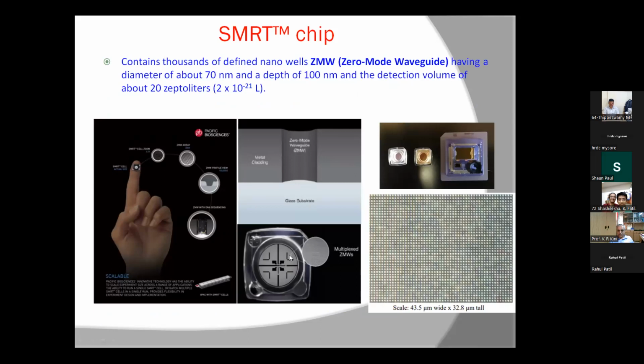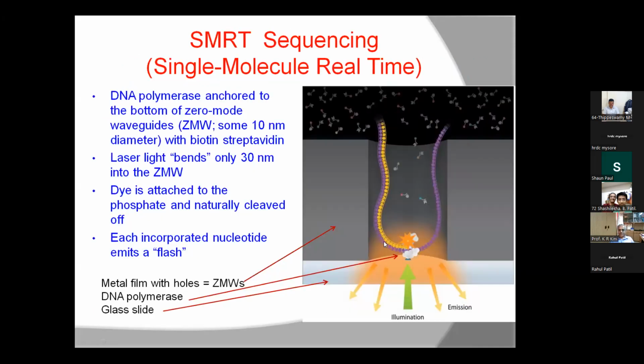And this is a typical flow cell. They are multiplexed. There are 4 here, and each one will be like this. This is the scale of 43.5 micrometer, and each one is a ZMW. You can see how many will be there. So there will be millions of these cells in a chip, only this big, and they'll be doing parallel sequencing. This is a typical chip. So this is a typical cell.